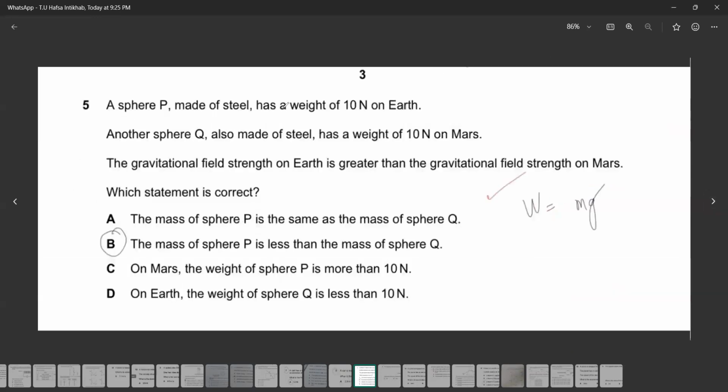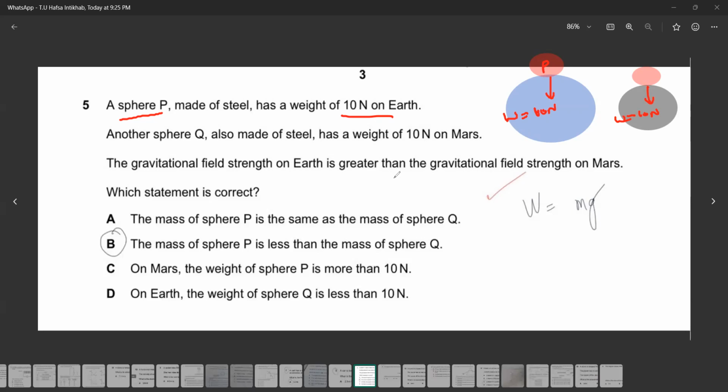A sphere P, which is made up of steel and having a weight of 10 Newton. So like for example, there is a sphere that is on Earth. And how much is the weight of this sphere on Earth? That's equal to 10 Newton. And there's another sphere Q. So this is sphere P that is on Mars. And the weight of this sphere is also 10 newtons. So both spheres have the same weight, but on different planets.